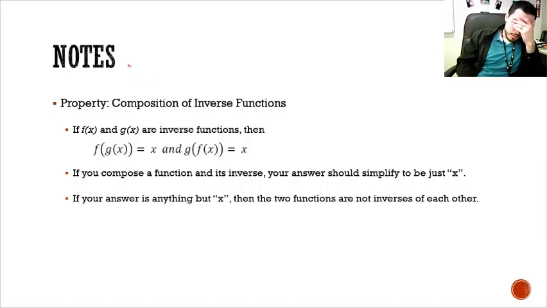Here we go. So notes, pretty sure it says the property for composition of inverse functions is that if f of x and g of x are inverse functions of each other, then when you compose them together as either f of g of x or g of f of x, because it doesn't matter, then it should equal x. Or simply put, if you compose a function and its inverse together, your answer should simplify to be just x. If your answer is anything other than x, then the two functions are not inverses of each other.